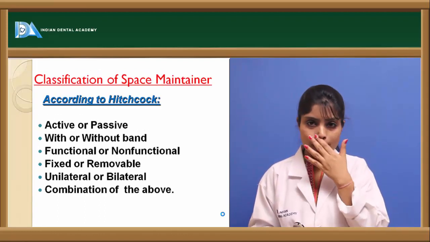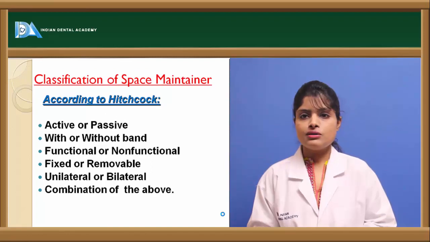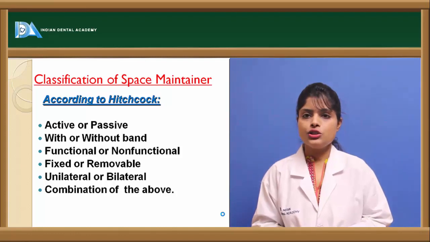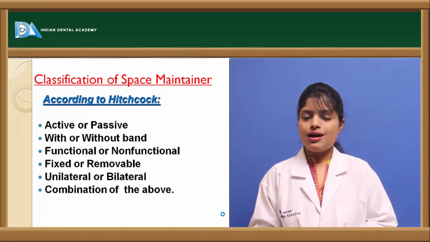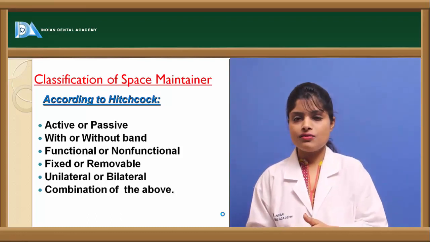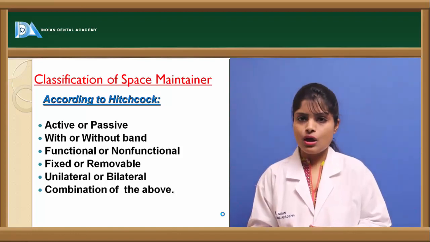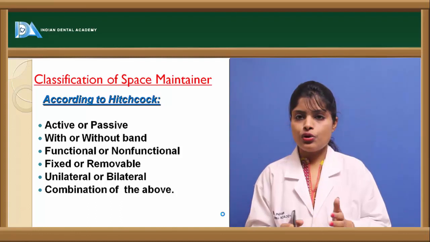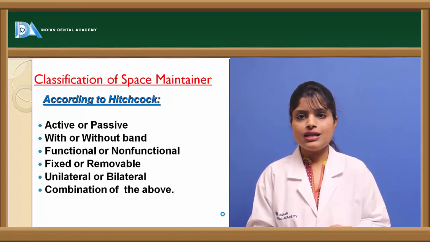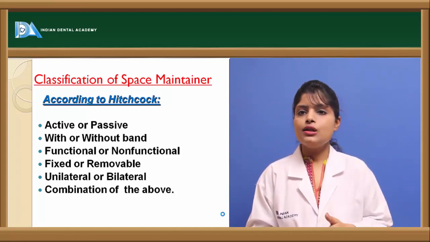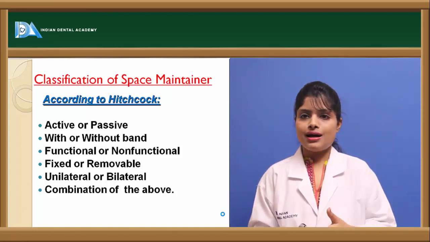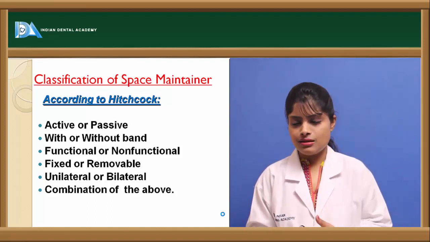Now let us see the classification of the space maintainer. The classification of space maintainers according to Hitchcock can be divided into active or passive. The active appliance, for example, is the lingual arch, and passive is the distal shoe space maintainer. With bands or without bands. With bands are the space maintainers which are cemented in the oral cavity by means of stainless steel bands, for example, band and loop space maintainer, distal shoe space maintainer. Then without bands are the removable type of space maintainers.